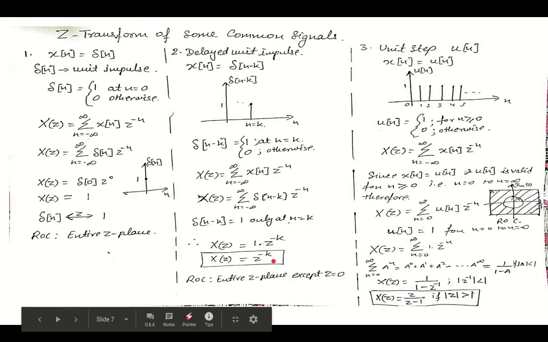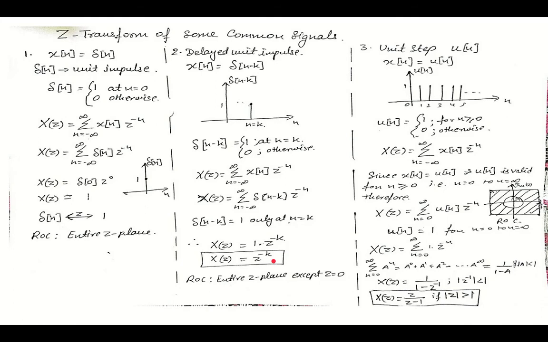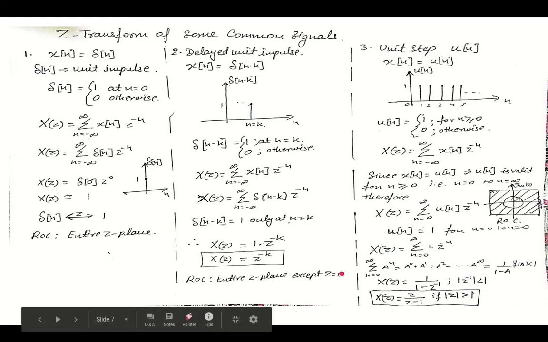Since X(z) is equal to z to the power minus k, my ROC will converge at all the places except at z equal to 0, because if I put z equal to 0 in this equation, then it will result in infinity. So my Z transform won't converge.